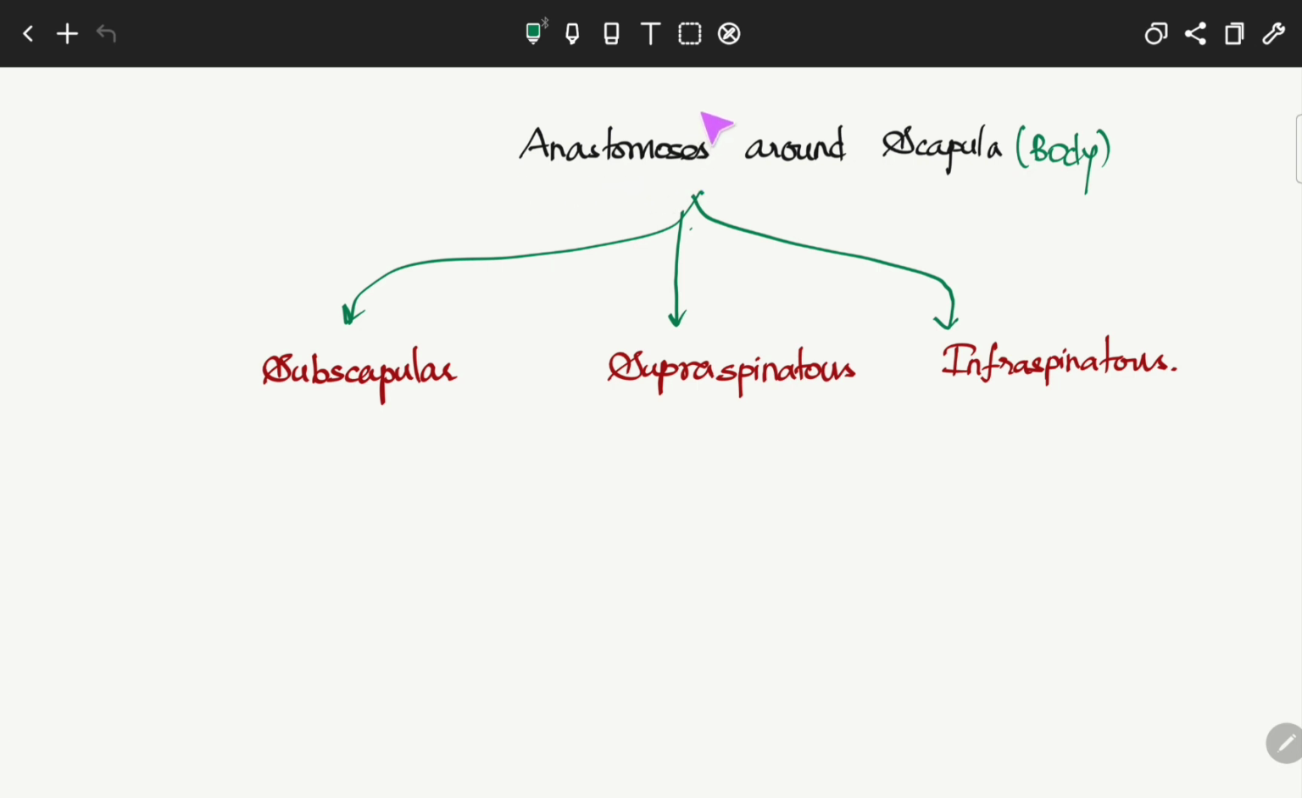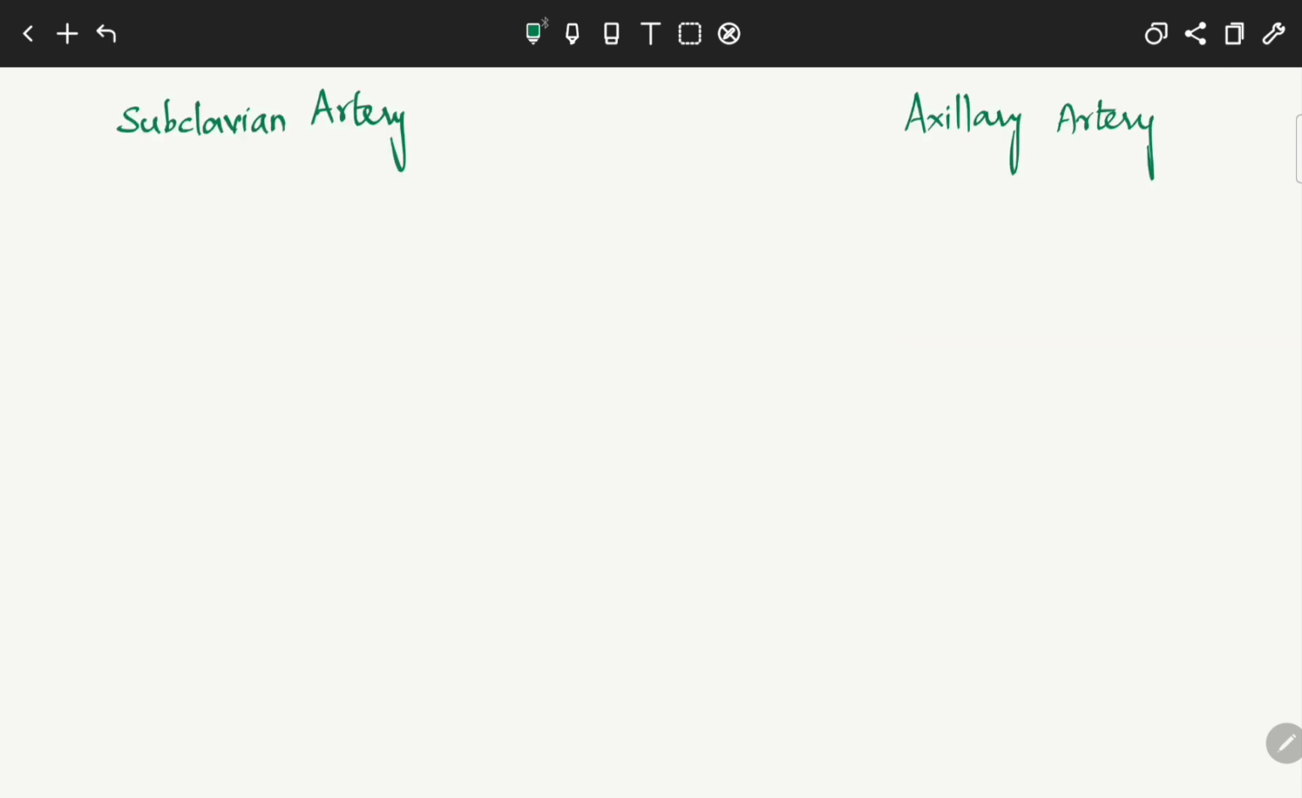So this anastomosis occurs over three fossae. One is the subscapular fossa, the supraspinatus fossa and the infraspinatus fossa. In this video, we are particularly going to concentrate on the posterior aspect of the scapula, that is mainly the supraspinatus and infraspinatus fossae. So before going into the topic proper, let us take a look at the branches of the subclavian artery as well as the axillary artery.